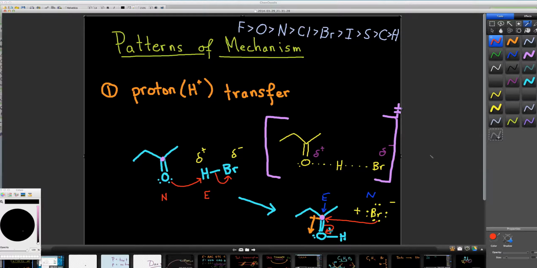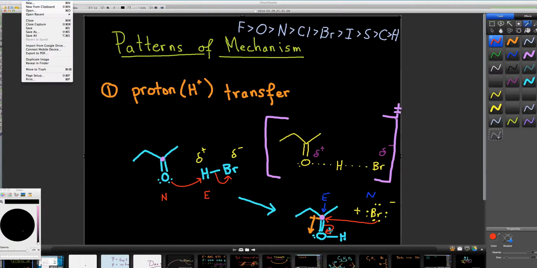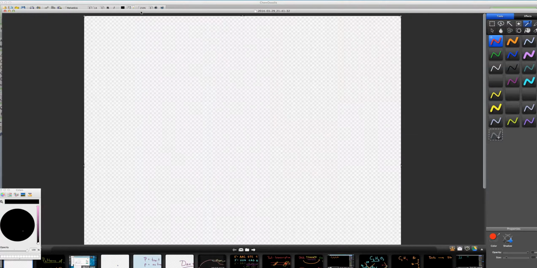So this is one example of a proton transfer. Let's take a look at one that's a little different. And this will make more sense once we get to elimination reactions. We're not quite there yet.